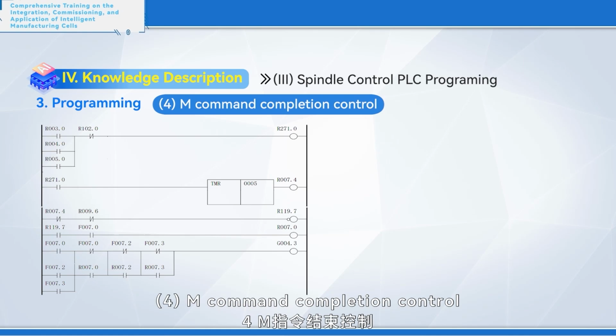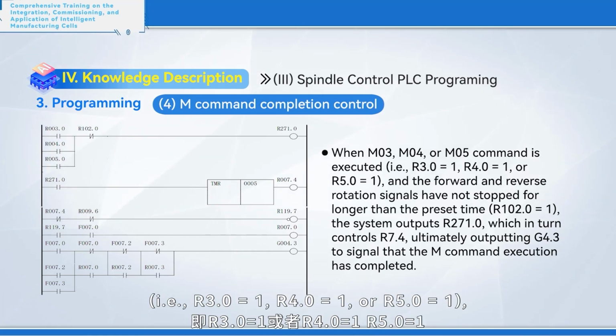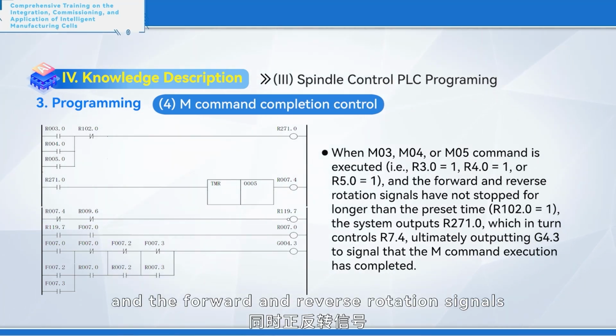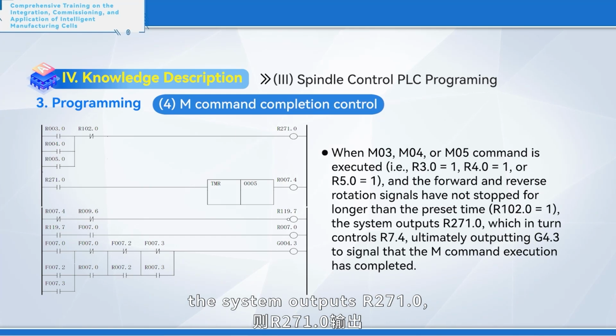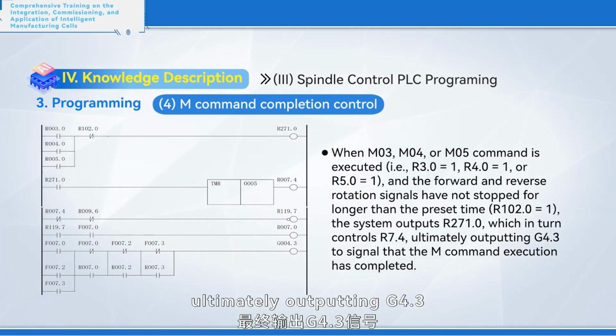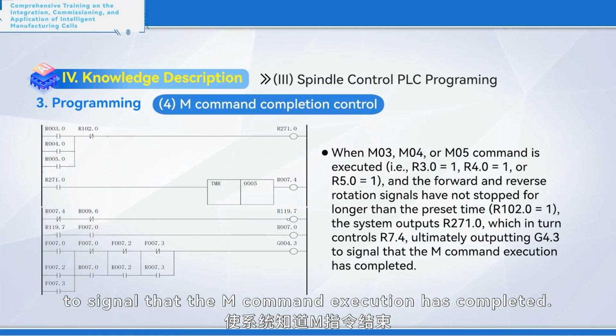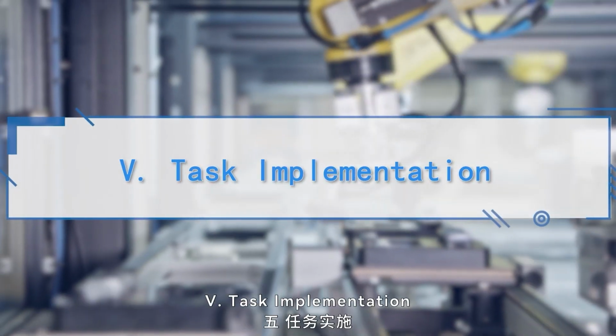4. M command completion control. When the M03, M04, or M05 command is executed, i.e., R3.0 equals 1, R4.0 equals 1, or R5.0 equals 1, and the forward and reverse rotation signals have not stopped for longer than the preset time, R102.0 equals 1. The system outputs R271.0, which in turn controls R7.4, ultimately outputting G4.3 to signal that the M command execution has completed.